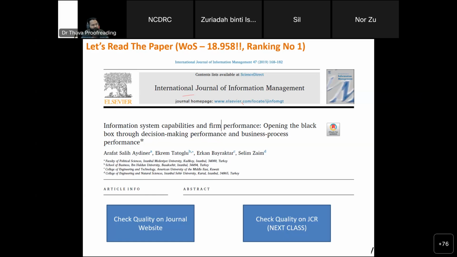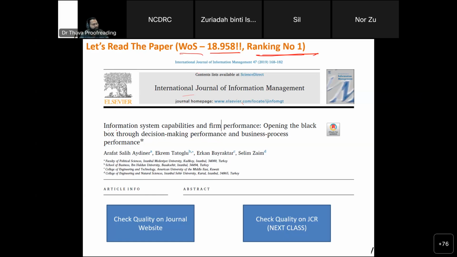Okay, so we are going to look at a paper in Web of Science Q1, not only Q1, ranked number 1 in this area with an impact factor of 18.958. Is it high? It's super high. It's a fantastic number.